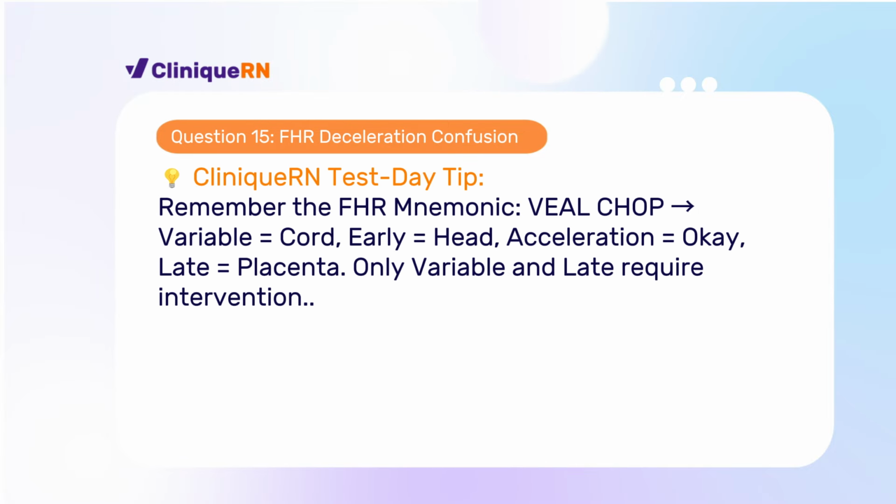Clinique RN test day tip. Remember the FHR mnemonic. VEAL CHOP: variable equals cord. Early equals head. Acceleration equals okay. Late equals placenta. Only variable and late require intervention.